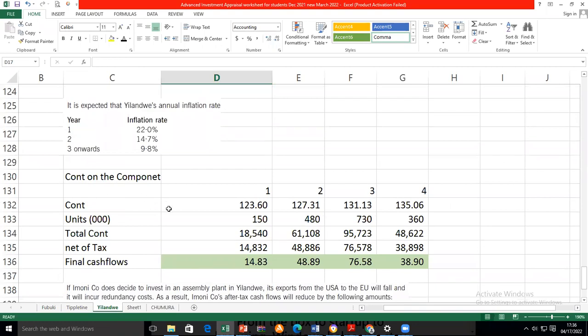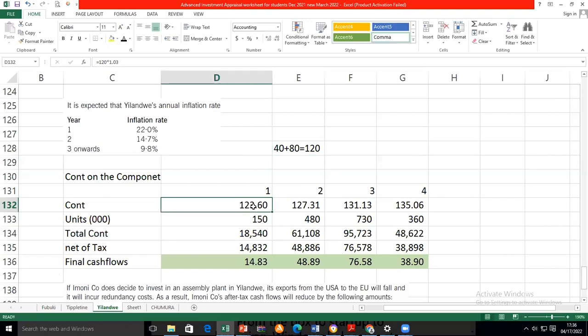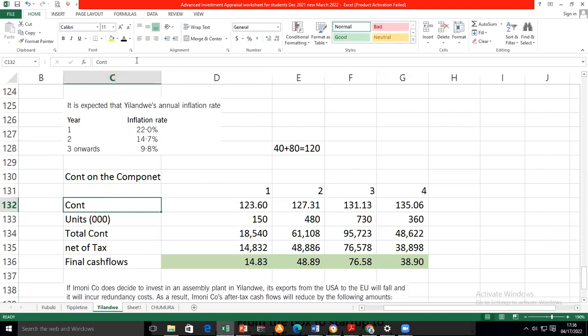Lastly, on the contribution on the component. The contribution earlier on, it was how much? Earlier on you were making a contribution of 40. Then you negotiated for an increase of 80. So your contribution was 120. That's what you are earning. But this is in year 0. So one year from now, you start increasing these figures by US inflation.